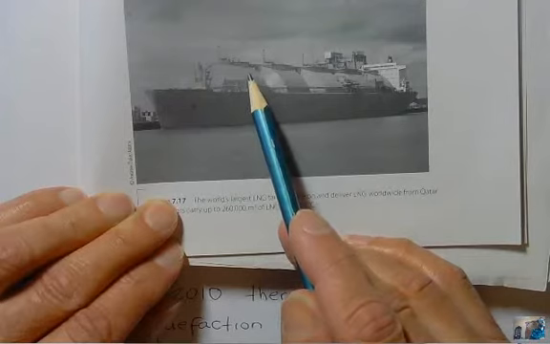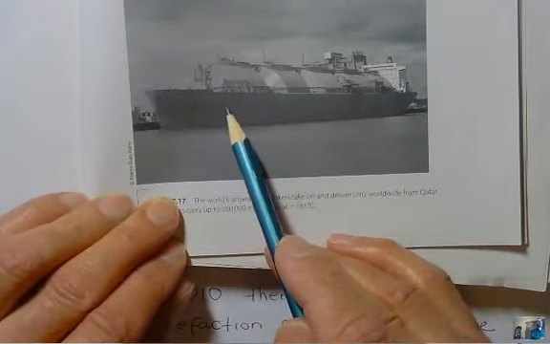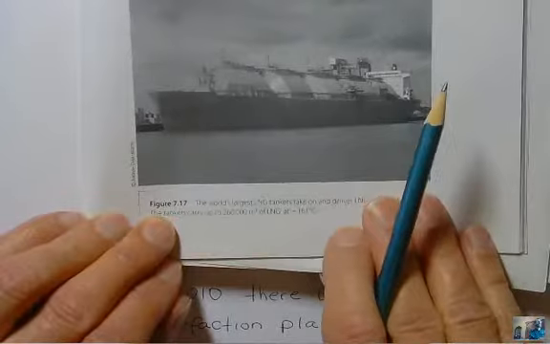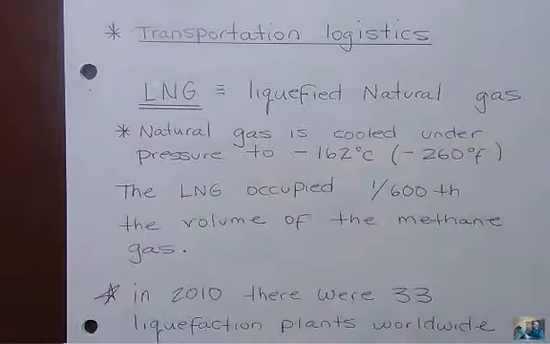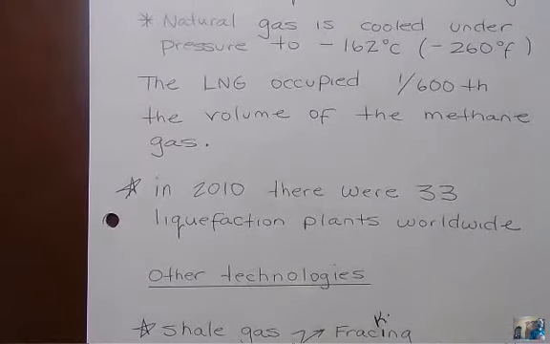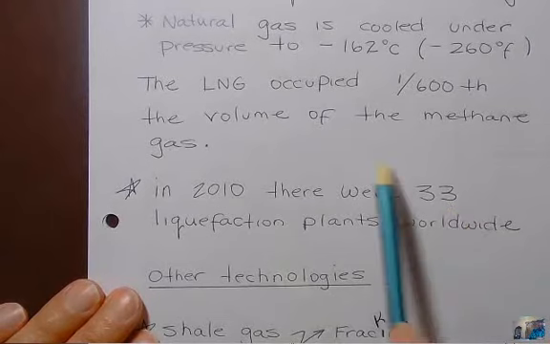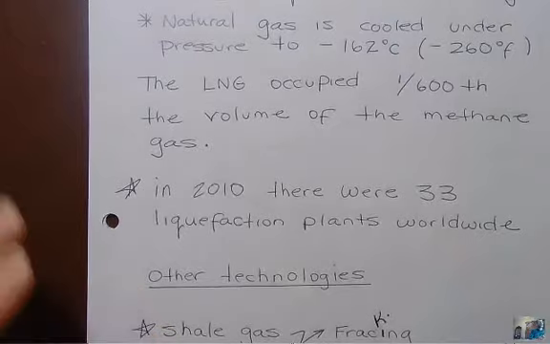Once it gets across, it gets warmed up, which is very easy. You just warm it up naturally. It goes back to the gas phase, and now it flows through pipes into people's homes or to factories that need it for different processes. Okay, so you are responsible for this concept. It's called LNG, liquefied natural gas. And since 2010, there were 33 liquefaction plants worldwide, and their function is to convert natural gas into liquefied natural gas so that it can be shipped around the world.